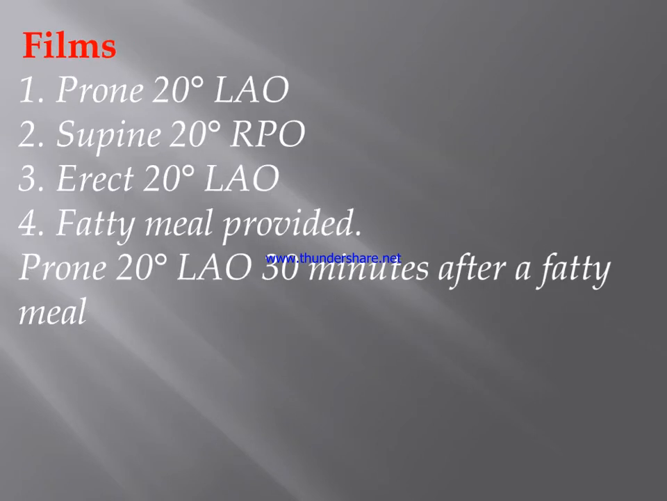Films in OCG. There are four films. Firstly, prone 20-degree LO. Second, supine 20-degree RPO. Third, 20-degree erect LO. Fourth, fatty meal provided, in prone 20-degree LO 30 minutes after fatty meal.